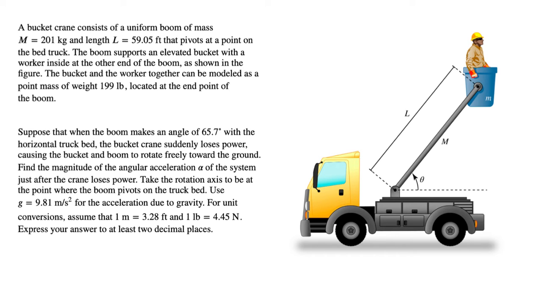Take the rotation axis to be the point where the boom pivots on the truck bed. Use g as 9.81 meters per second squared for the acceleration due to gravity. And for unit conversions, assume that 1 meter is 3.28 feet and 1 pound is 4.45 newtons. Express your answer to 2 decimal places at least. So, a lot of stupid unit stuff and then important physics going on.